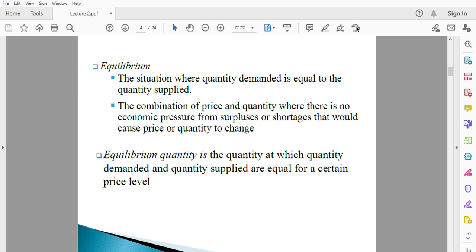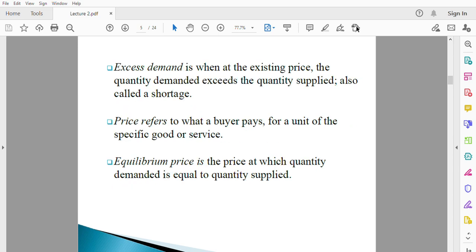So what is equilibrium quantity? Equilibrium quantity is the quantity at which quantity demanded and quantity supplied are equal for a certain price level. There can be excess demand. Excess demand is when at the existing price the quantity demanded exceeds the quantity supplied. So excess demand is also called a shortage.